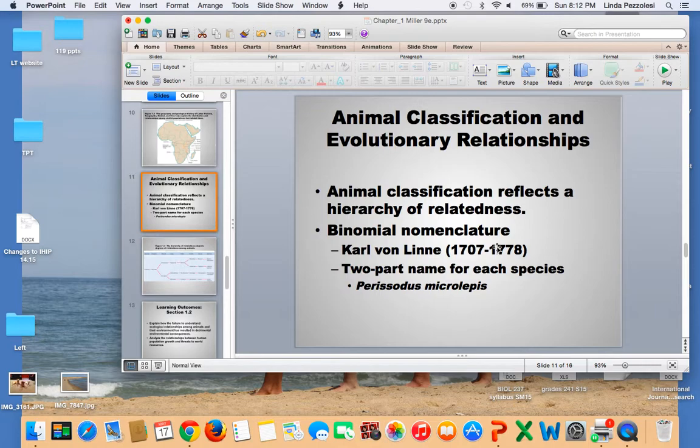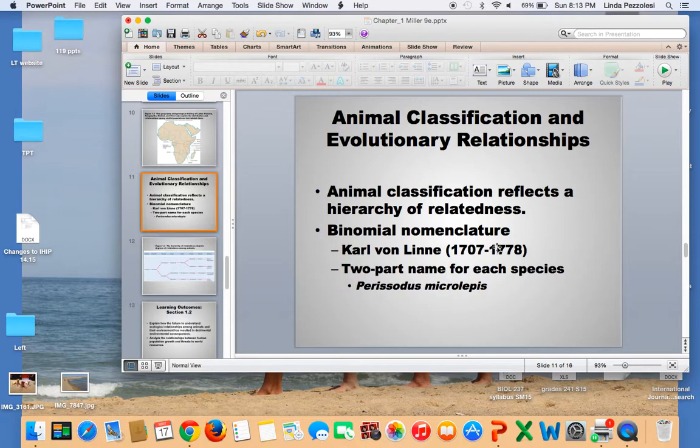Animal classifications and relationships are hierarchical. So, and that demonstrates relatedness. We now classify organisms according to this relatedness. We use what's called a binomial nomenclature, which was originally established by Carl von Linné, or actually he's better known as Linnaeus. That's actually his name Latinized, but it's actually the only way I ever heard it until I picked up this textbook.